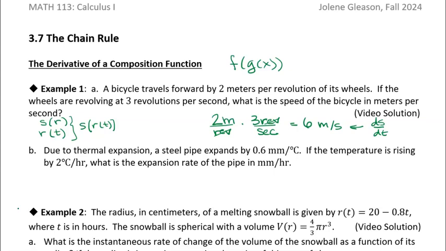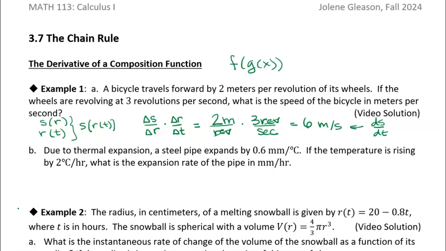Now this first 2 meters per revolution, that's essentially the change in S over the change in R, if S is the distance and R is the number of revolutions. And then what we did is we multiplied by the change in R over the change in T. That's essentially what we did. So this is leading us to the chain rule, but you see how we took two rates and multiplied them together to effectively get the rate of this composition function.